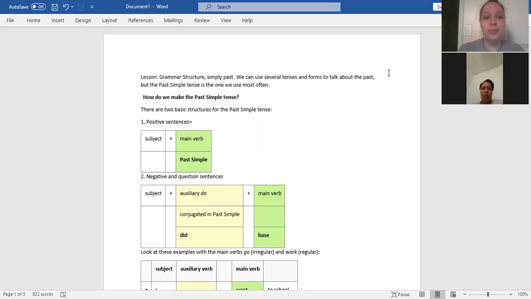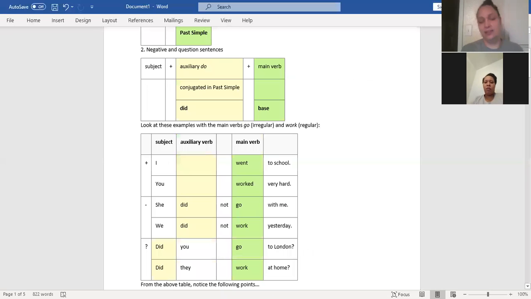There are two simple and basic structures for the past tense simple. The first one is positive sentences. You add the subject and the main verb. That will give you the past simple. Let's look at the second, the negative and question sentences, which you have the subject added with the auxiliary do, conjugated in the past simple, will give you the main verb did.